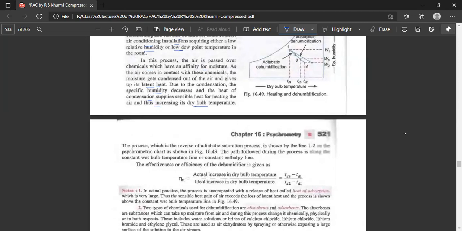The process, which is the reverse of the adiabatic adsorption process, is shown here by the line 1 to 2 on the psychrometric chart. The path followed by this process is along the constant wet bulb temperature line or constant enthalpy line. Enthalpy remains constant, which means no heat transfer takes place, and the adiabatic saturation temperature is the wet bulb temperature.